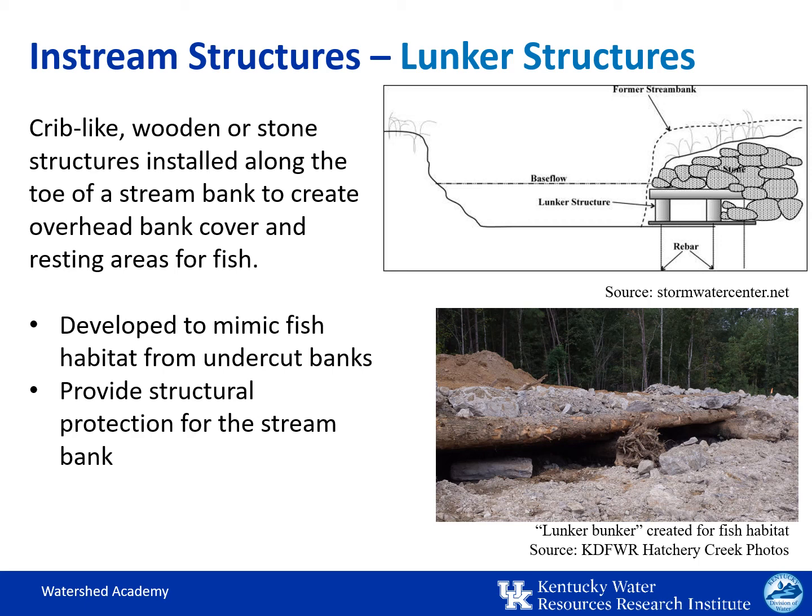This structure is installed by first grading the stream bank back and then creating a trench along the new bank line. This trench must be wide and deep enough so that the lunkers lay flat and are completely covered by water. The lunkers are secured to the stream bottoms with rebar, and once in place, rock is placed on top and behind the lunkers, and the stream bank is graded down to meet the front edge of the lunker. Again, these provide excellent habitat for fish and mimic undercut banks, but still have structural stability.